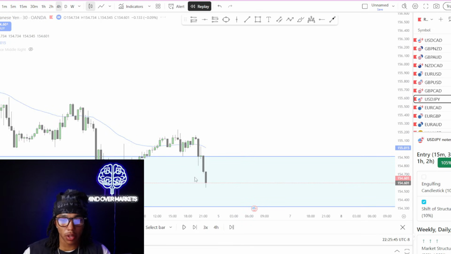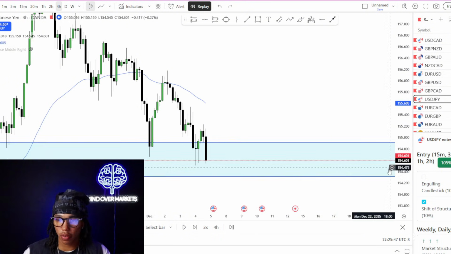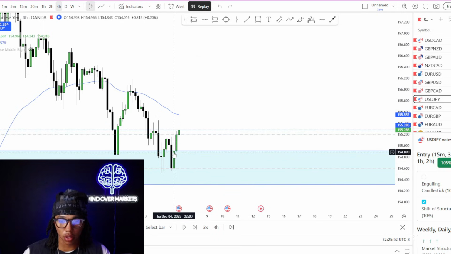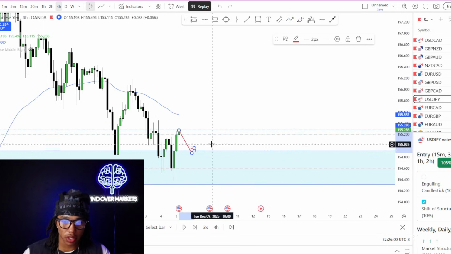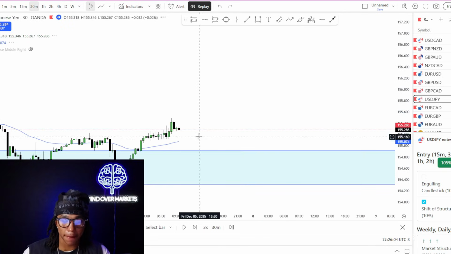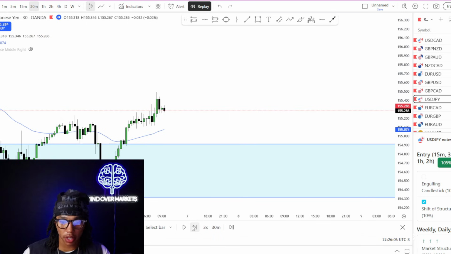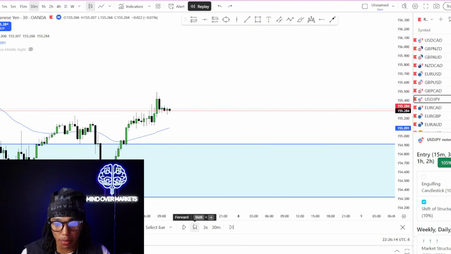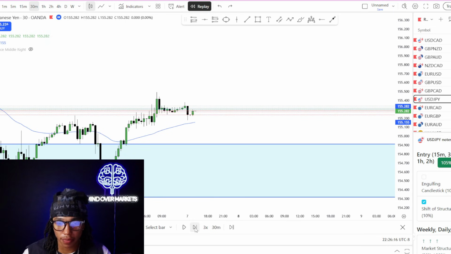So let's wait for this. Let's wait for the 4 hour to give us a shift of structure. Okay, so 4 hour shift structure. Now we want price to pull back and then give us our entry signal. So we're going to go down to our 30-minute and wait for price to give me a pullback and an engulfing candlestick. As you guys see, we already shifted bullish right here. Price shifted bullish, so we want to wait for price to come back to the area and then give us our engulfing candlestick.